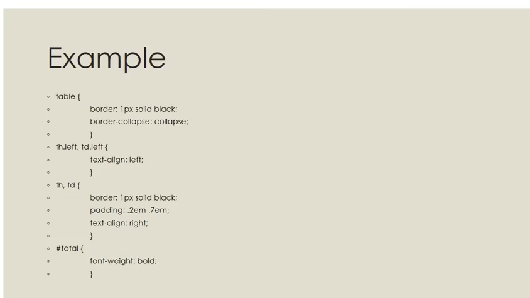Here's an example of your CSS. We're going to have a 1 pixel border, collapsible. Our left table header and table data is going to be aligned to the left, and the rest of it will be aligned right. And then our total at the bottom will be in bold. And I'm going to show you an example in our HTML document.